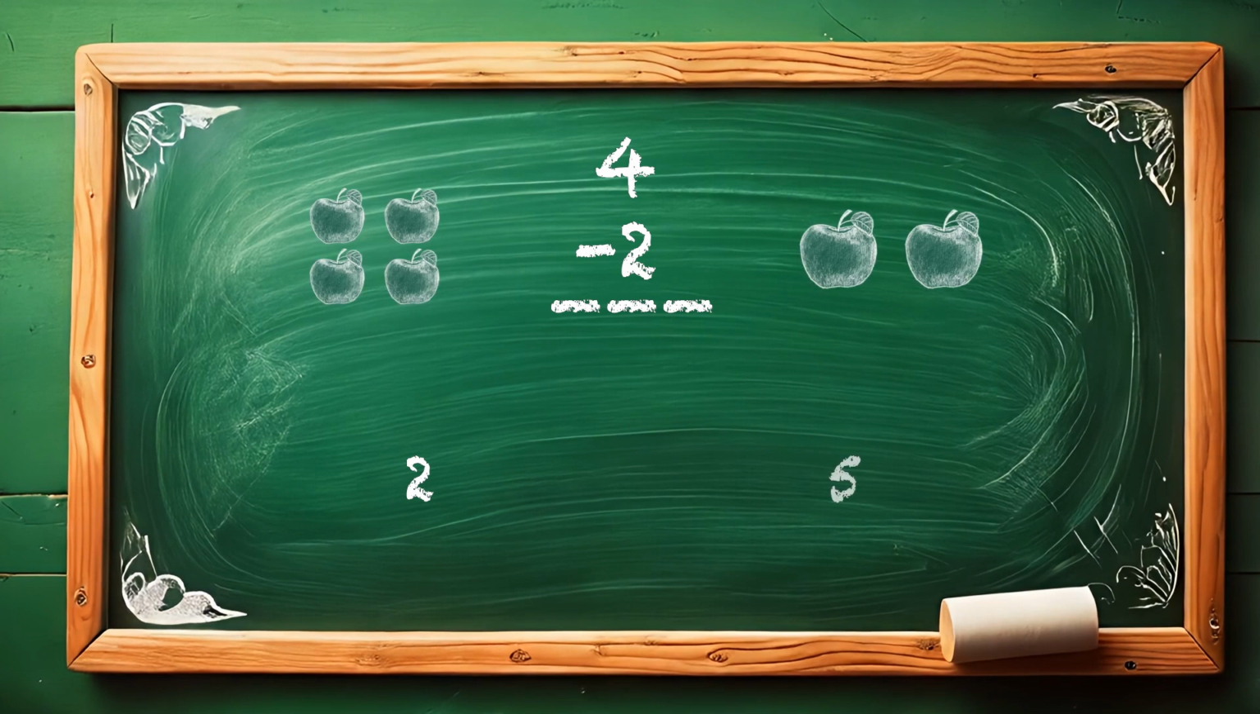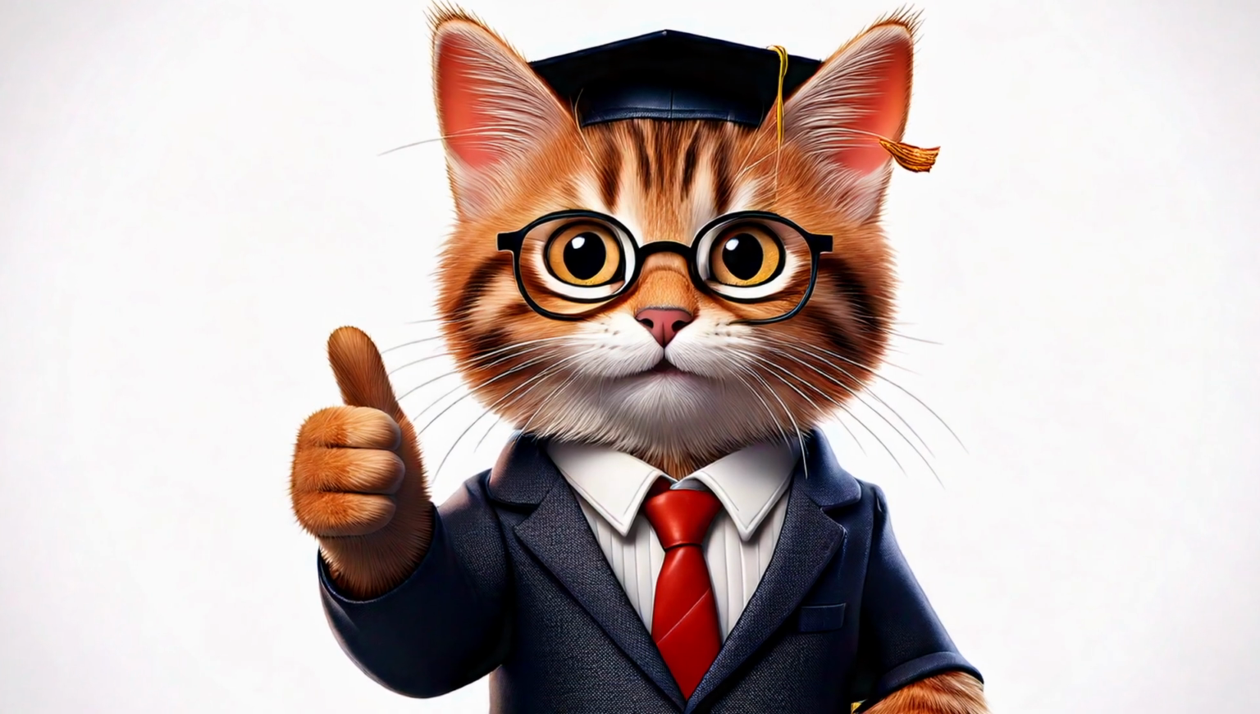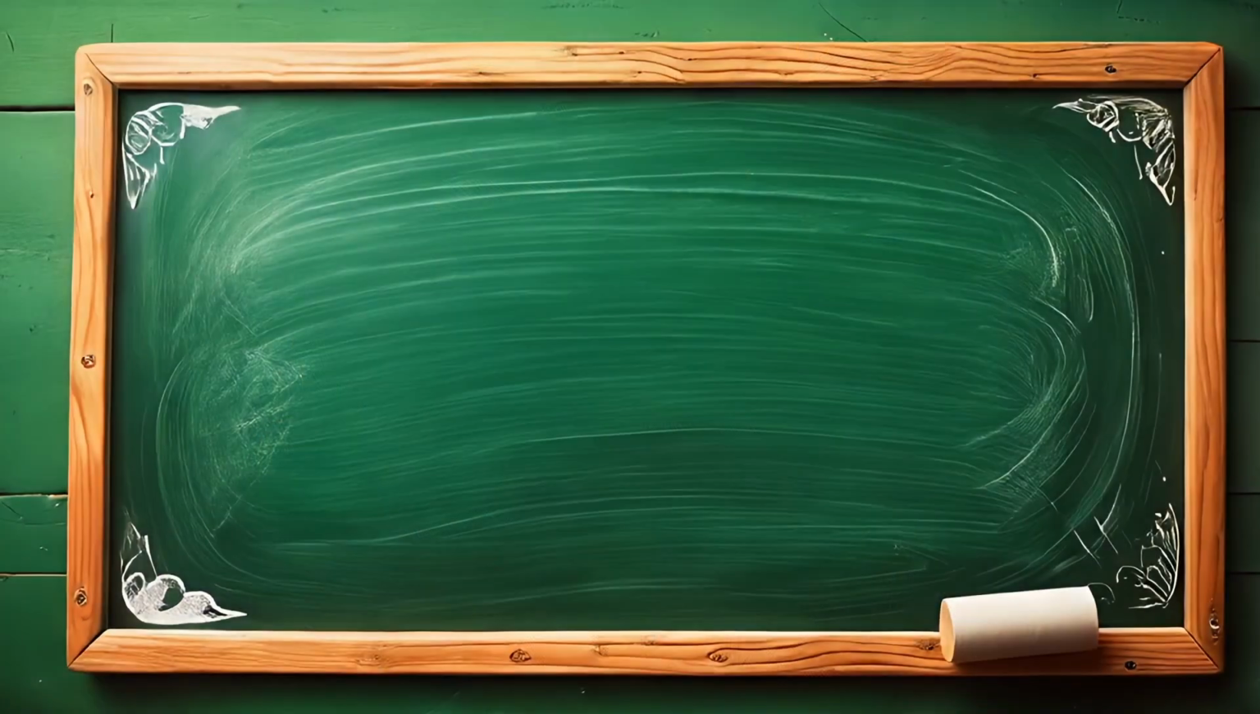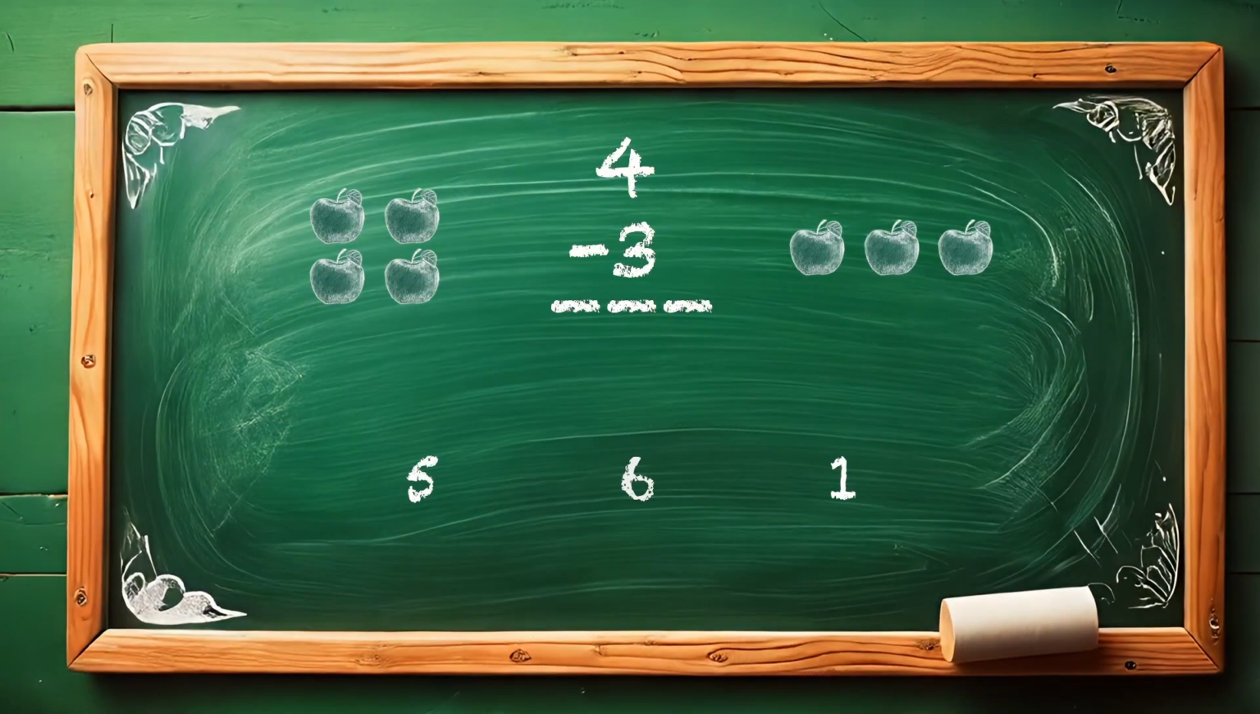If you have 4 apples and you take away 2, do you have 2 apples, 8 apples, or 5 apples left? 4 minus 2 equals 2. If you have 4 apples and you take away 3, do you have 5 apples, 6 apples, or 1 apple left? 4 minus 3 equals 1.